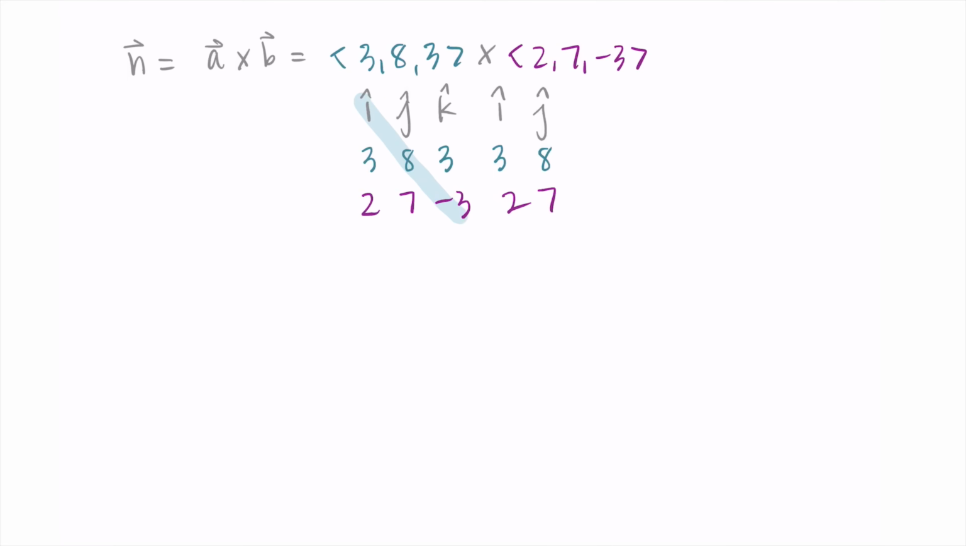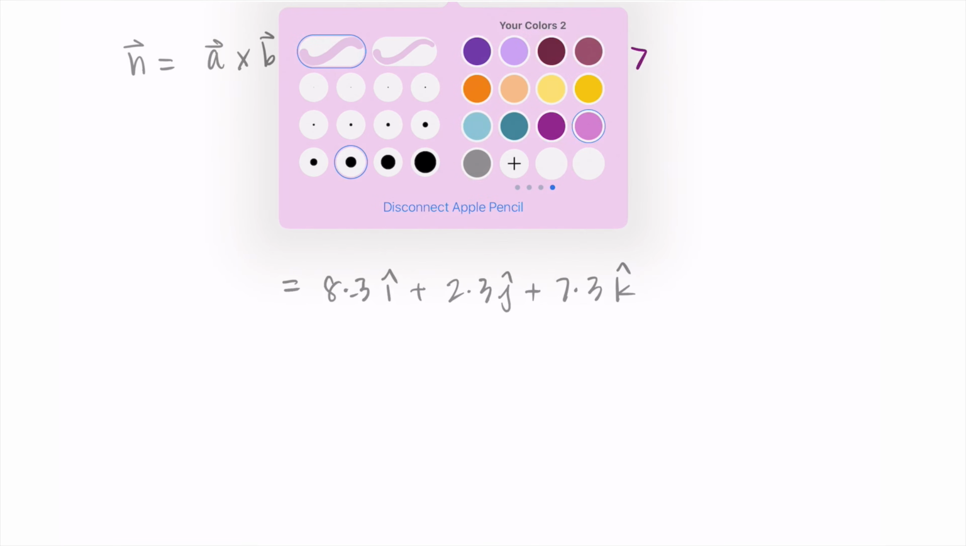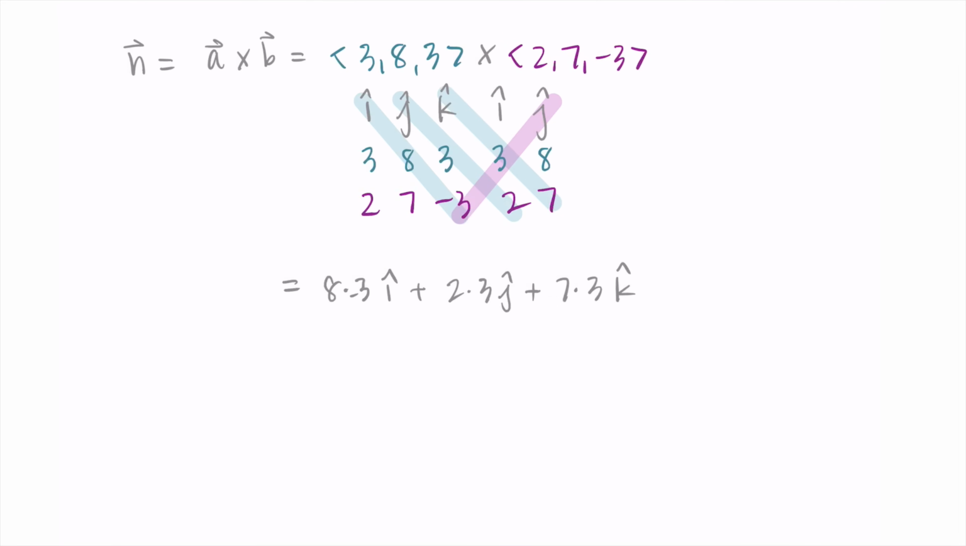So we're going to follow down the first diagonal. We do i times 8 times negative 3. So 8 times negative 3i. And then we do 2 times 3j. And then 7 times 3k. Then we're going to subtract what happens when we go the other direction on the diagonals. So now I'm doing this backward way.